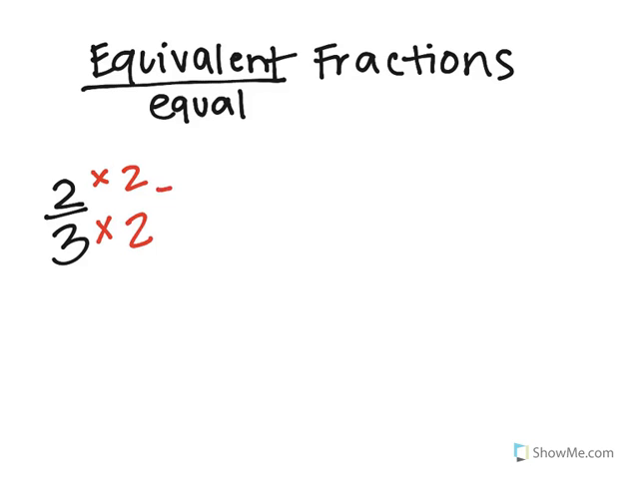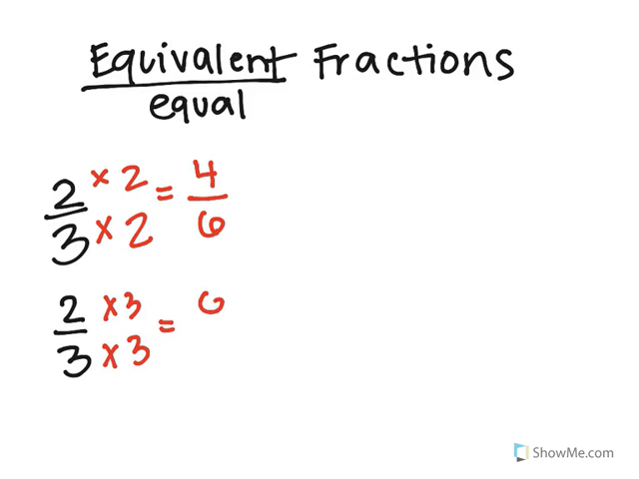So let's say I multiply it by 2. That would give me 4/6. Okay? What if I had 2/3 again, but this time I multiplied them by 3? That would give me 6/9. I multiply across just like that.